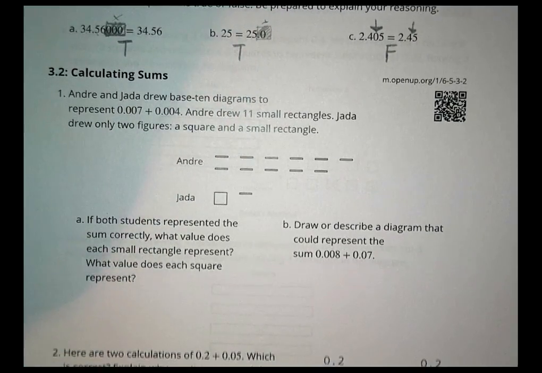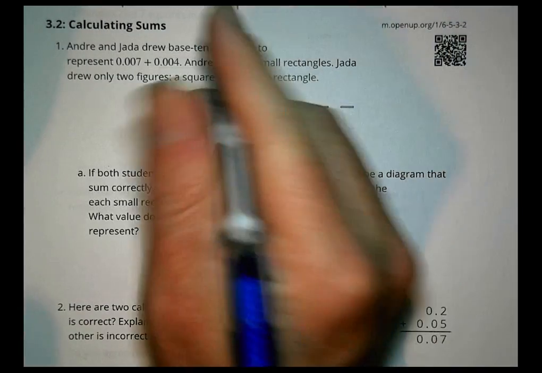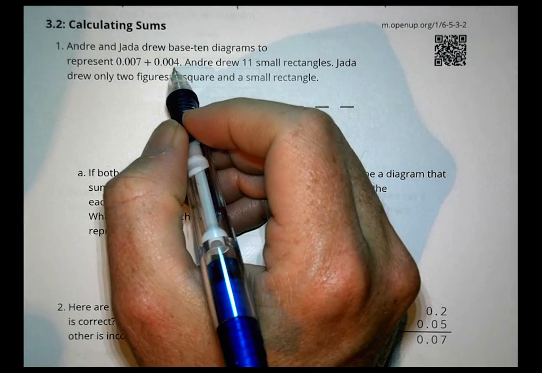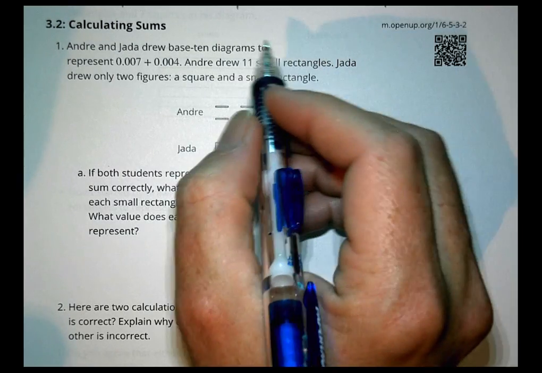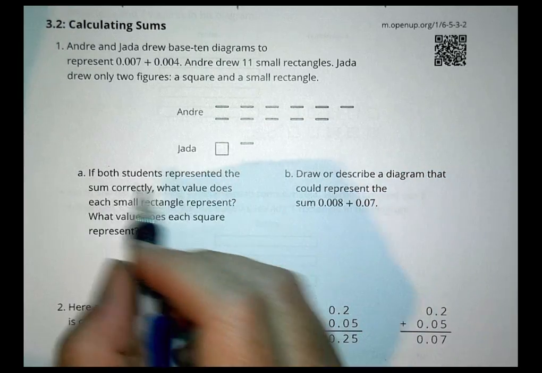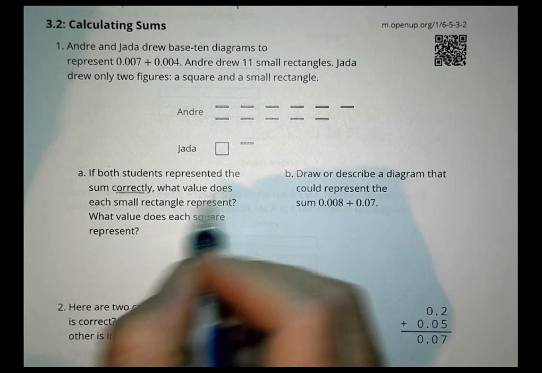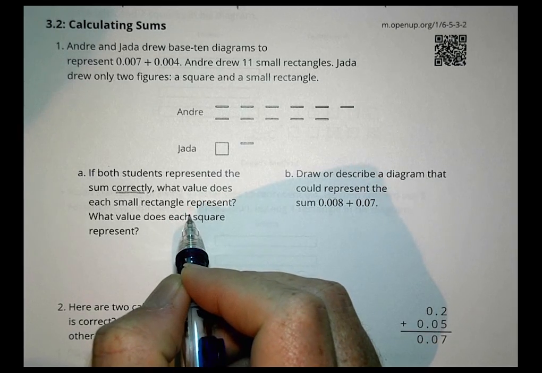Calculating sums. Andre and Jada drew base 10 diagrams to represent 7 thousandths plus 4 thousandths. Andre drew 11 small rectangles. Jada drew only 2 figures, a square and a small rectangle. If both students represented the sum correctly, what value does each small rectangle represent? What value does each square represent?